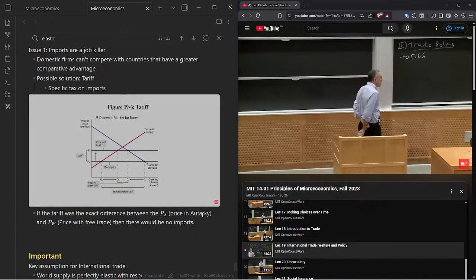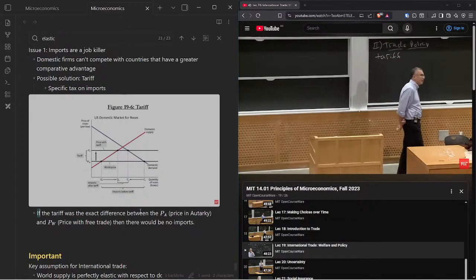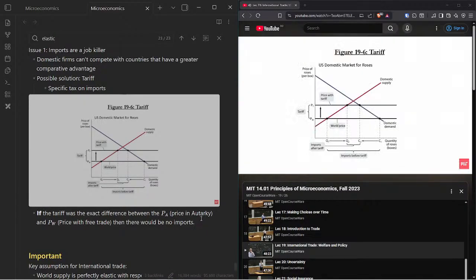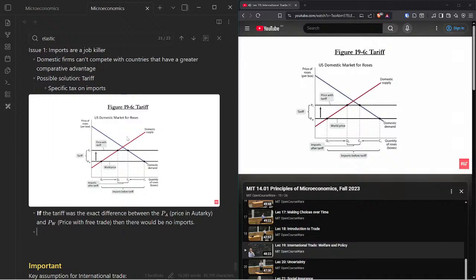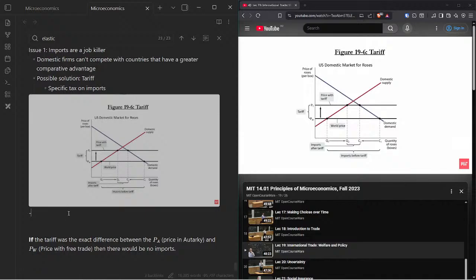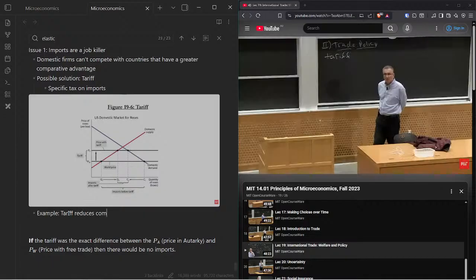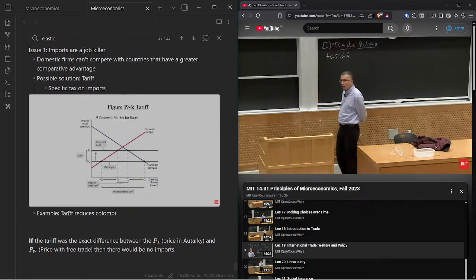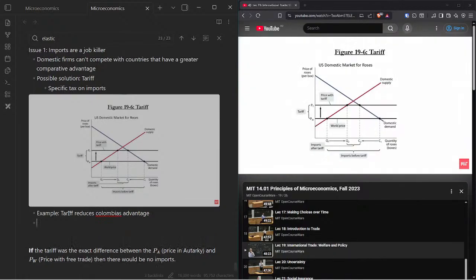Let's imagine a tariff that's not quite as big as the difference between the world price and the US price. So the tariff now is of an amount that raises the price from PW to PT. We put in a tariff, but it's not enough to wipe out Colombia's advantage. It just reduces Colombia's advantage. And why is that a shift up of the line? Because essentially what we've done is we've made the imported roses more expensive. So that raises the price those imported roses face. So we move now to PT, okay?